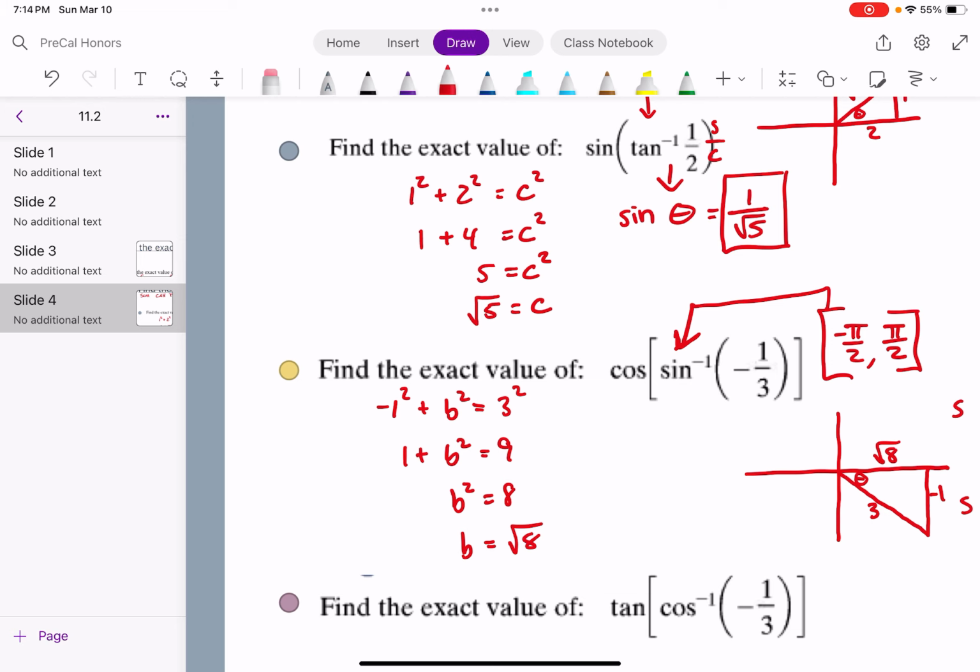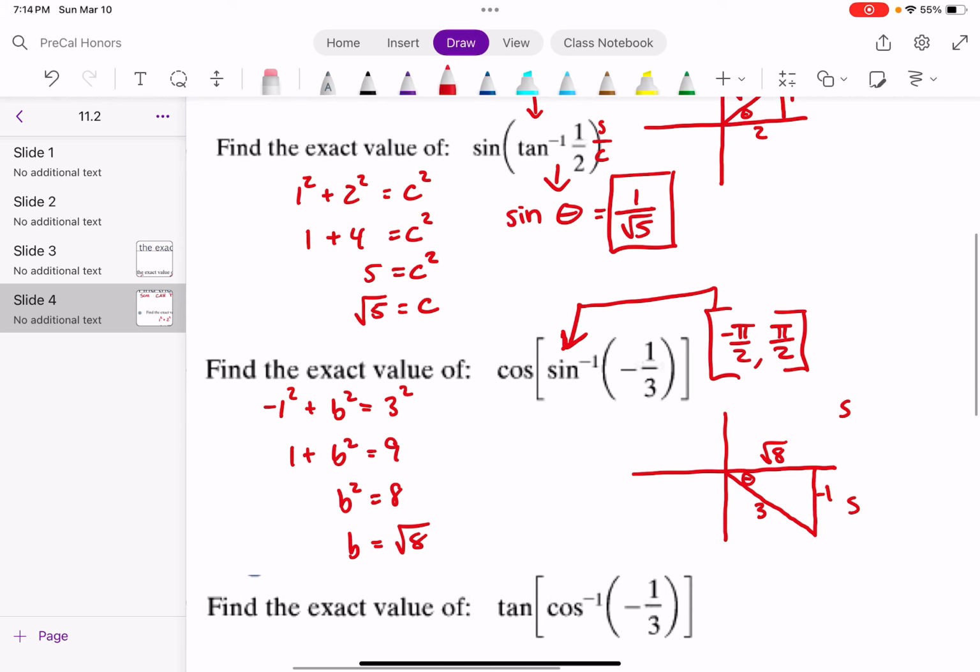Once we found that side, we would go ahead and rewrite our phrase as the cosine of theta. Our cosine of theta would be the adjacent over the hypotenuse. Our adjacent would be the square root of 8 over 3.